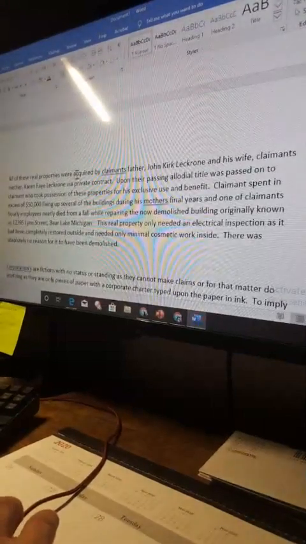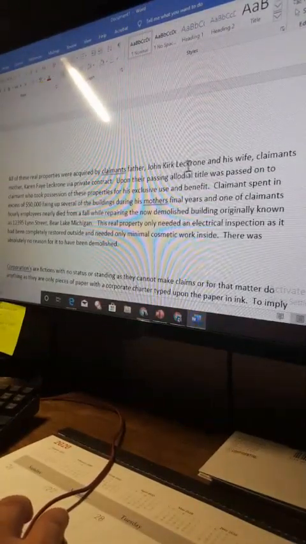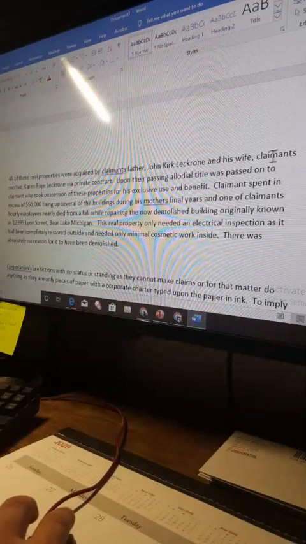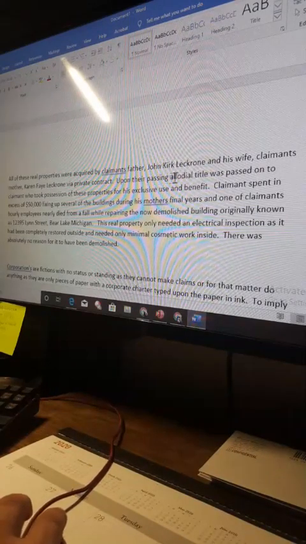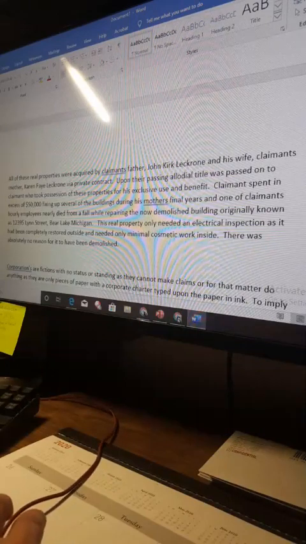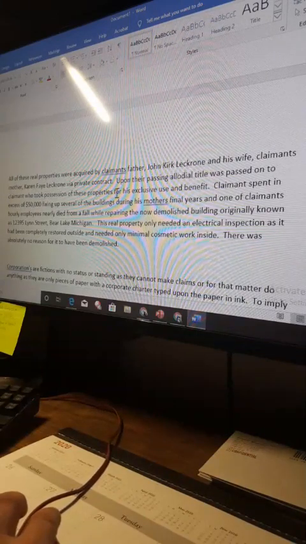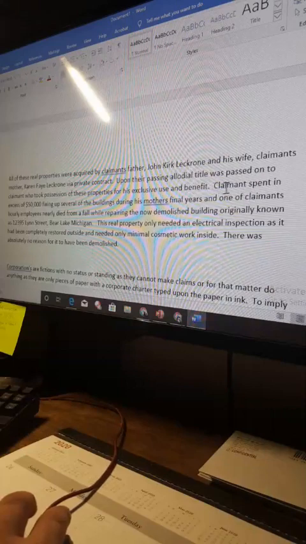All of these real properties were acquired by claimant's father, John Kirk Lecron, and his wife, claimant's mother, Karen, via private contract. Upon their passing, allodial title was passed on to claimant, who took possession of these properties for his exclusive use and benefit.